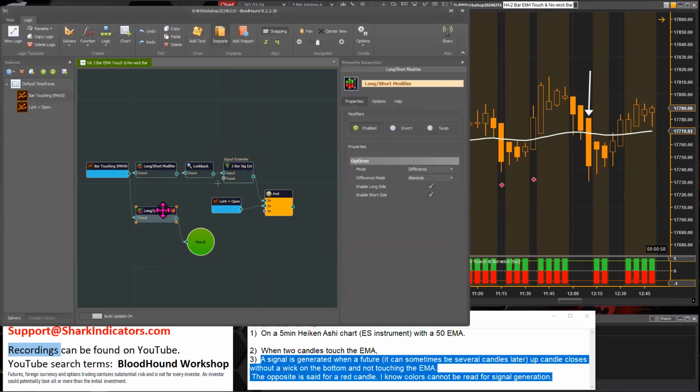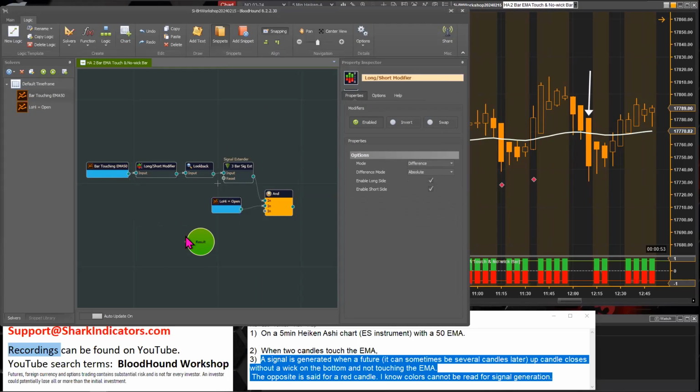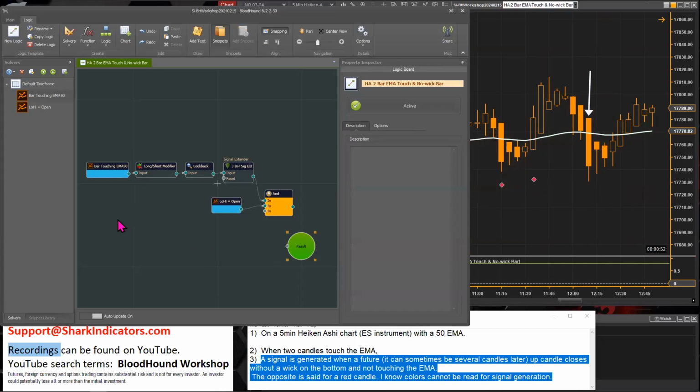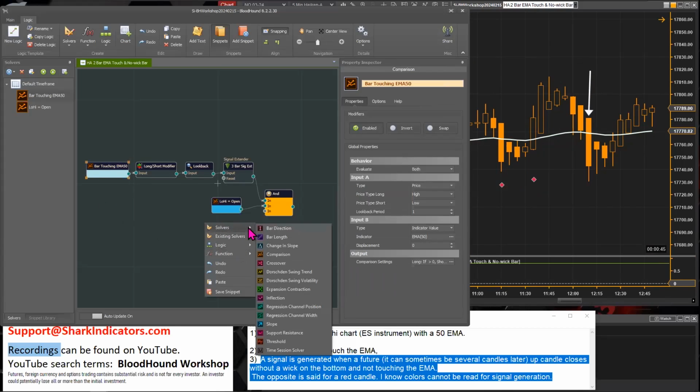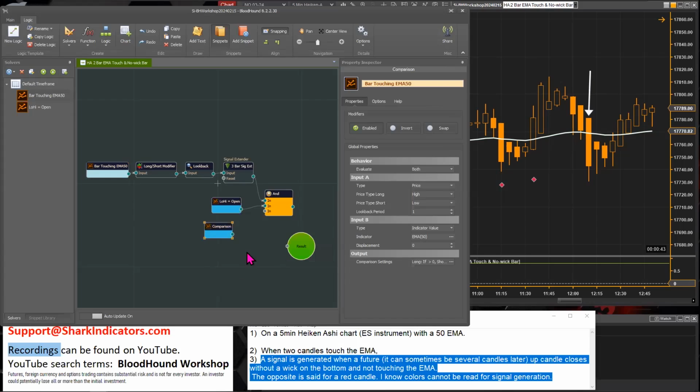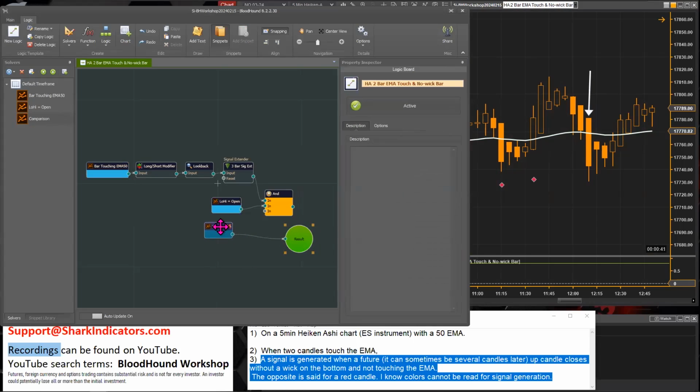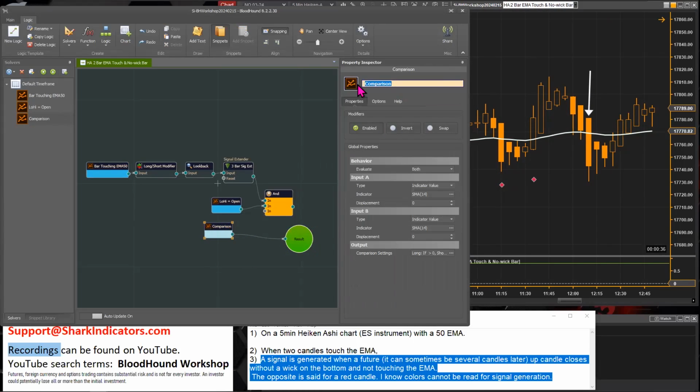But you know what? This is probably a little more confusing. So let's go ahead and actually make a new comparison solver here for this. All right, so we want to know if the low is above the EMA or the high is below the EMA.